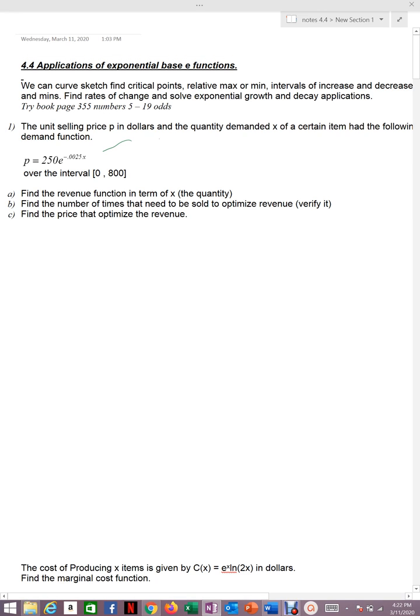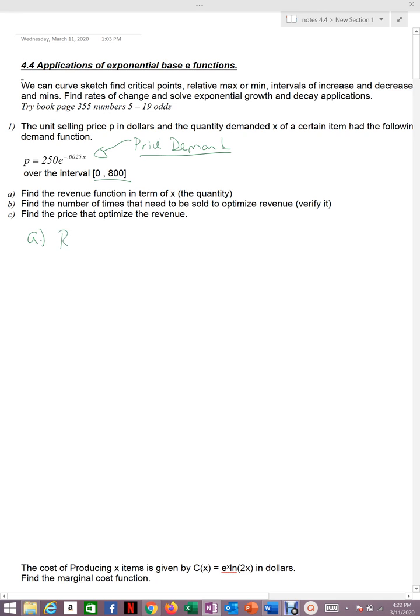In this case, the price, which is in dollars, and the quantity demand is again some type of item, but this is our price demand and it's an exponential. Alright, so that's the new part. It's over a closed domain, so since it's a closed domain, I'll use the extreme value theorem when I go to solve. Alright, so the first thing we're going to find is the revenue function.